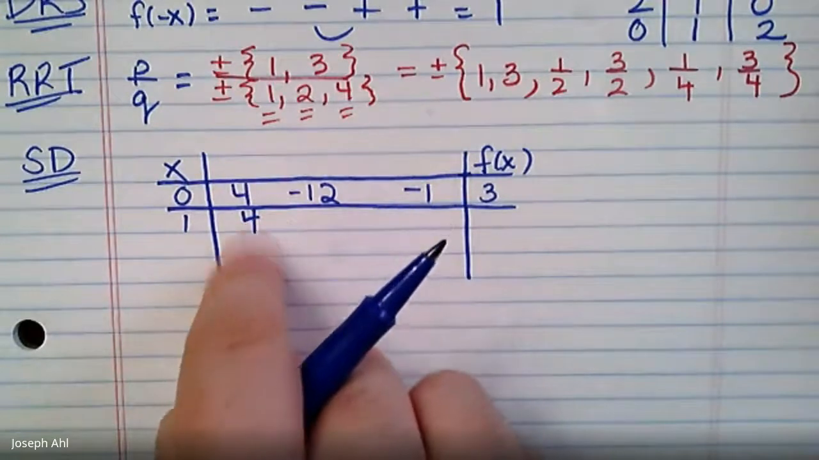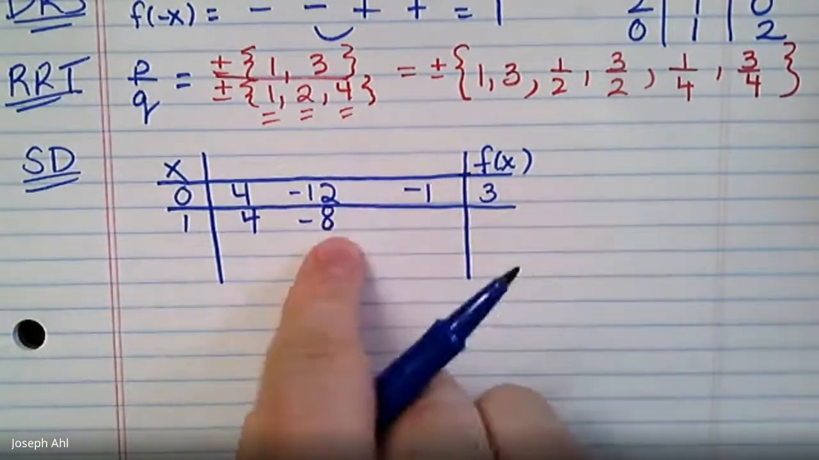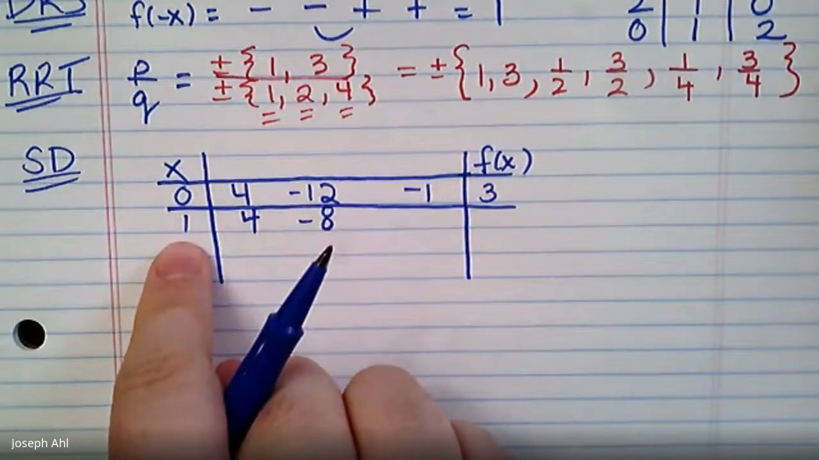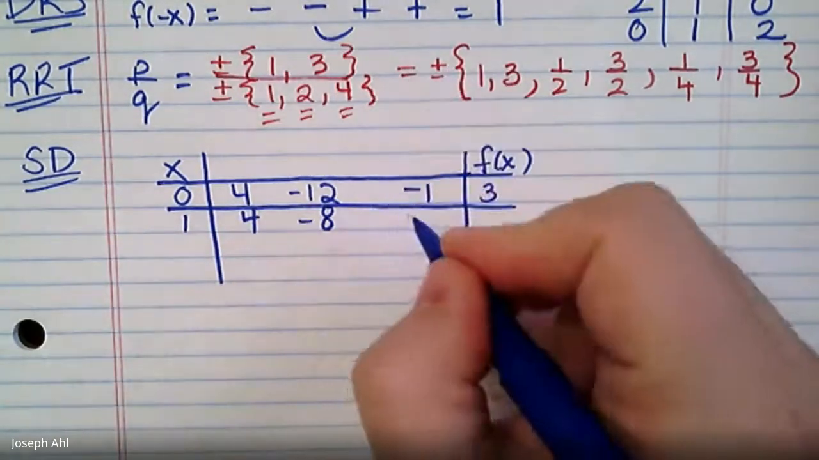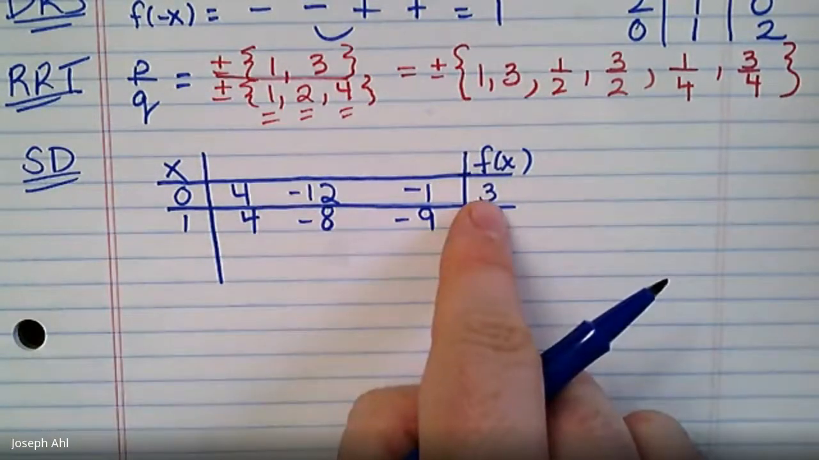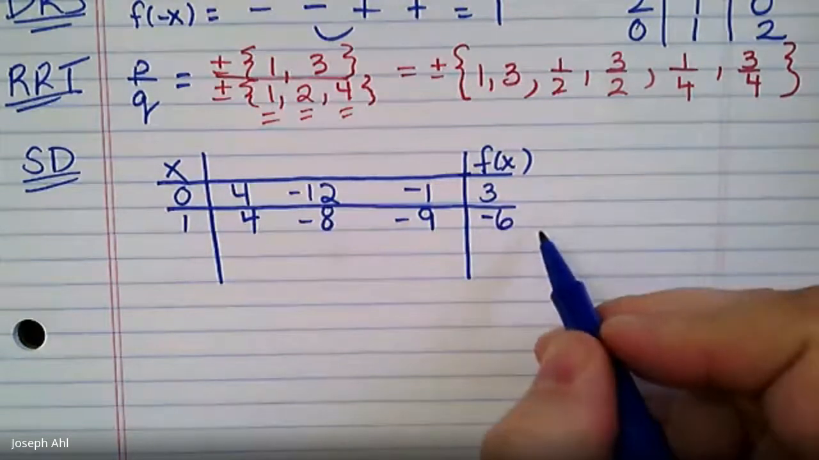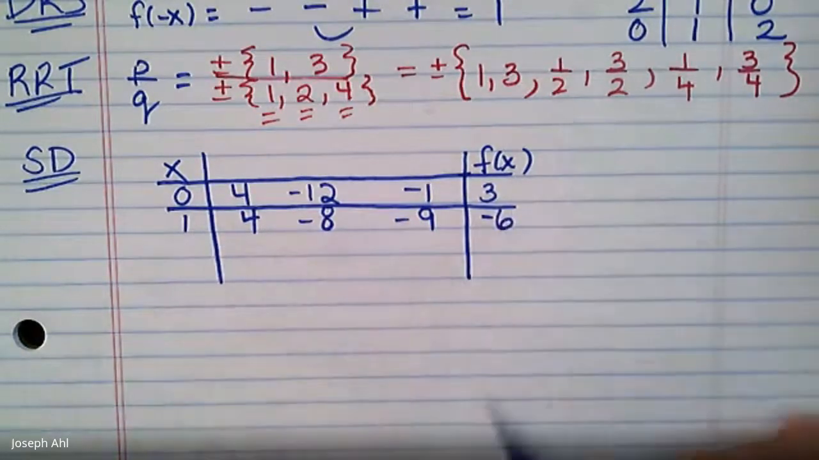So bring down the 4. 4 times 1 is 4, plus -12 is -8. -8 times 1 is -8, plus -1 is -9. -9 times 1 is -9, and -9 plus 3 is -6. So we might be a little sad because we tested 1 and we didn't find that it's a root.